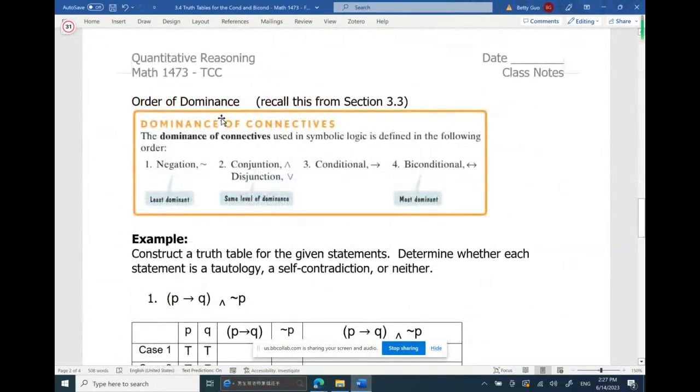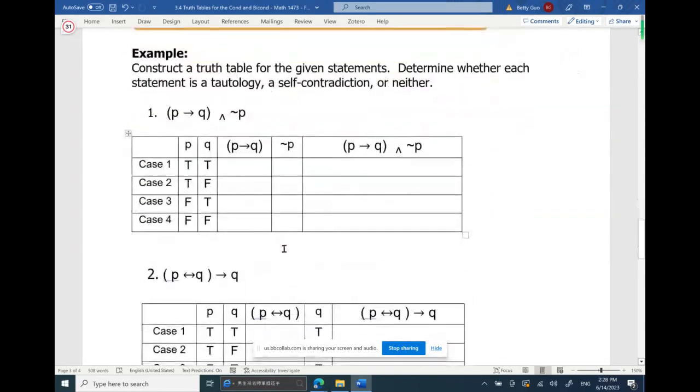Here, the guided note mentions the dominance of those connectives is very important when you construct a truth table for the given compound statement, because the first thing you need to do when you construct the truth table for a compound statement is to see the structure. Once again, biconditional has the top level of dominance, followed by conditional. Conjunction and disjunction have the same level of dominance, and negation has the weakest dominance.